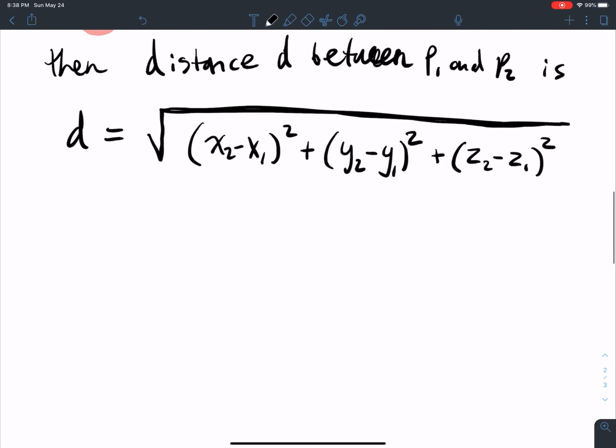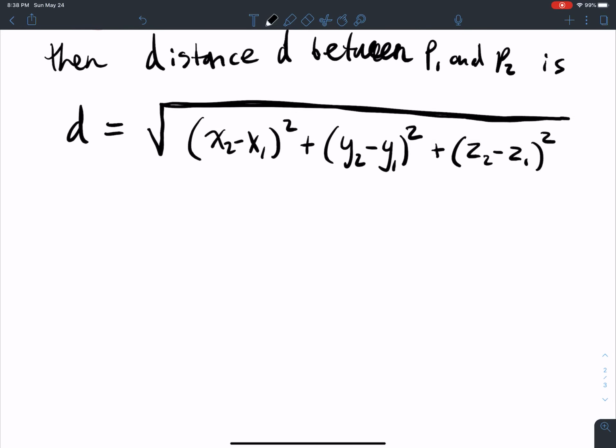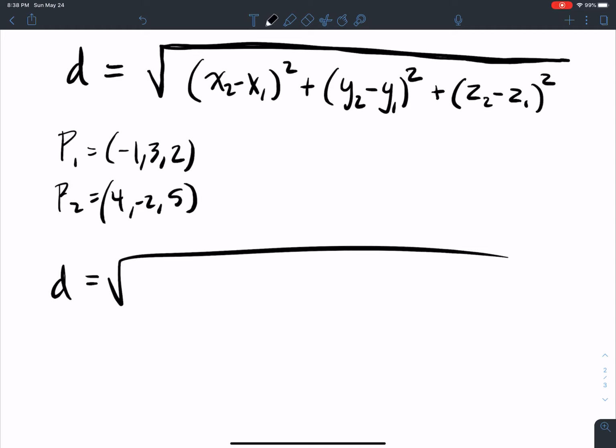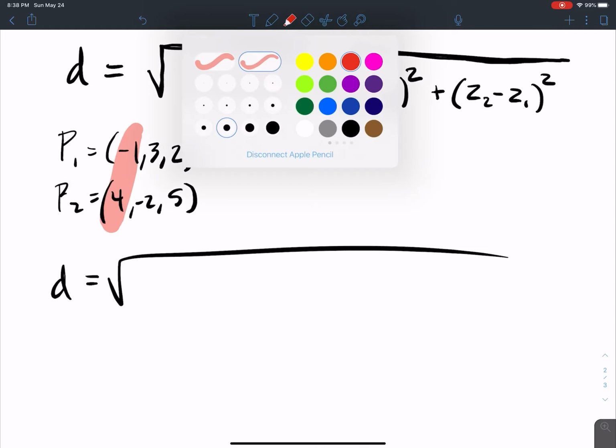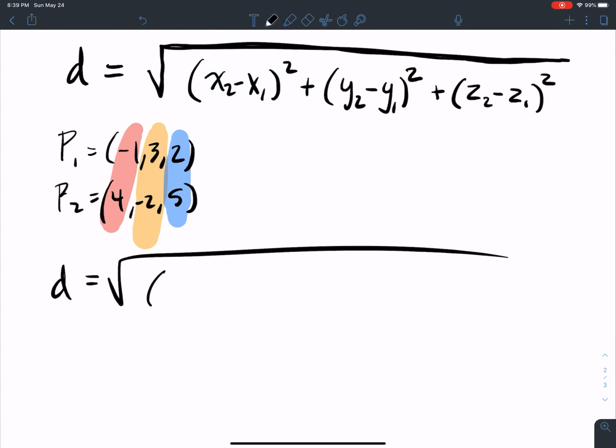So let's find this using a problem. Say P1 equals (-1, 3, 2), and P2 equals (4, -2, 5). So to get the distance, I take the square root, and I'll do the x's, then the y's, then the z's. So (4 minus 1) squared plus, sorry, (-2 minus 3) squared plus (5 minus 2) squared.